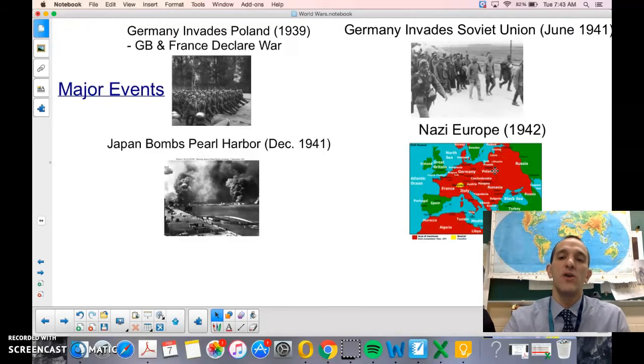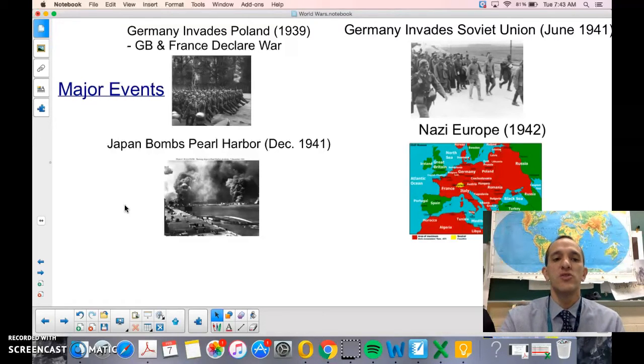In the process of all of this, in December of 1941, Japan bombs Pearl Harbor. Japan had felt like the United States was expanding too much in the Pacific region. The United States had also cut off trade with Japan. They had stopped trading oil and other natural resources with Japan. And Japan felt like the U.S. was infringing on some of their trade rights and some other economic interests in the Pacific Islands. So Japan bombs Pearl Harbor.